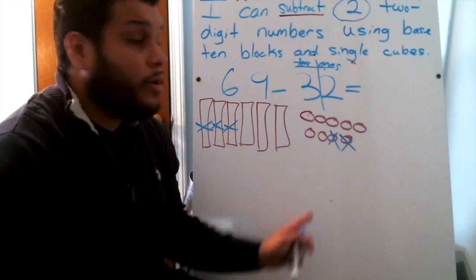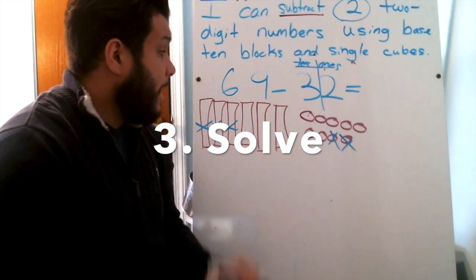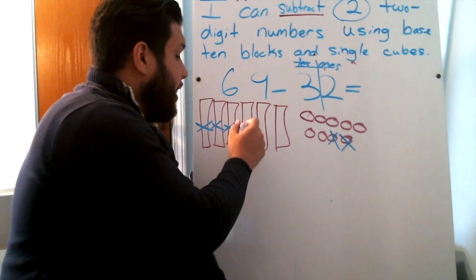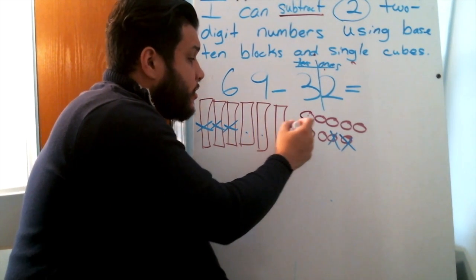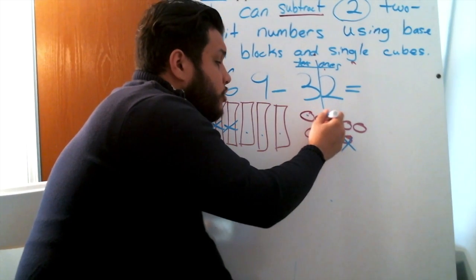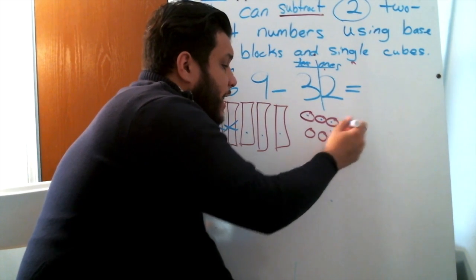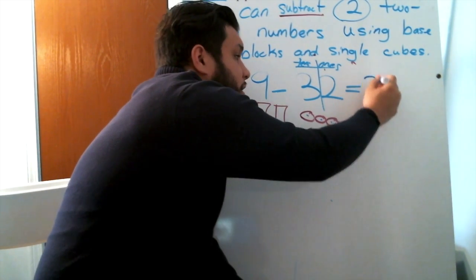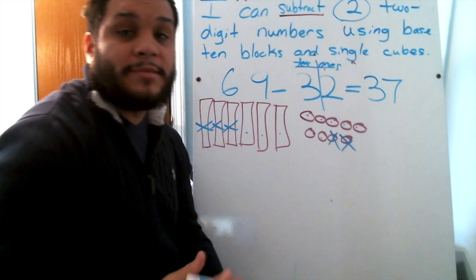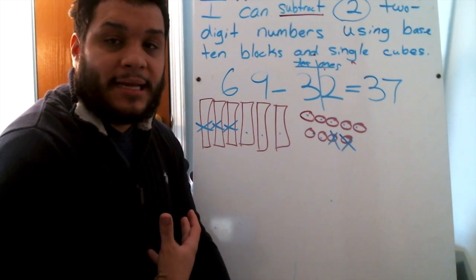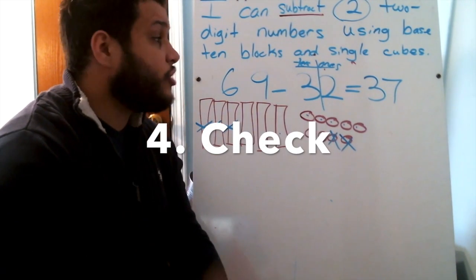Now I'm going to solve my subtraction sentence. I have 10, 20, 30, 31, 32, 33, 34, 35, 36, 37. 37 is my answer, and my last step, step number 4, is to check my work.